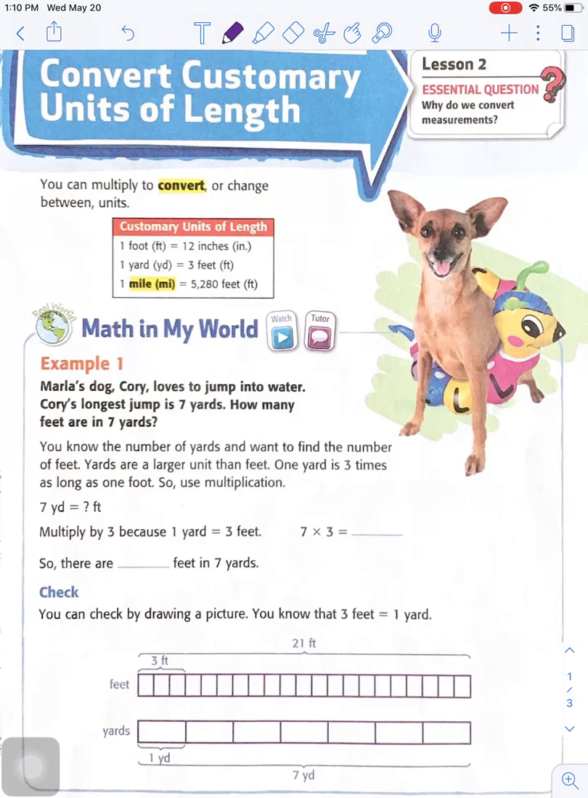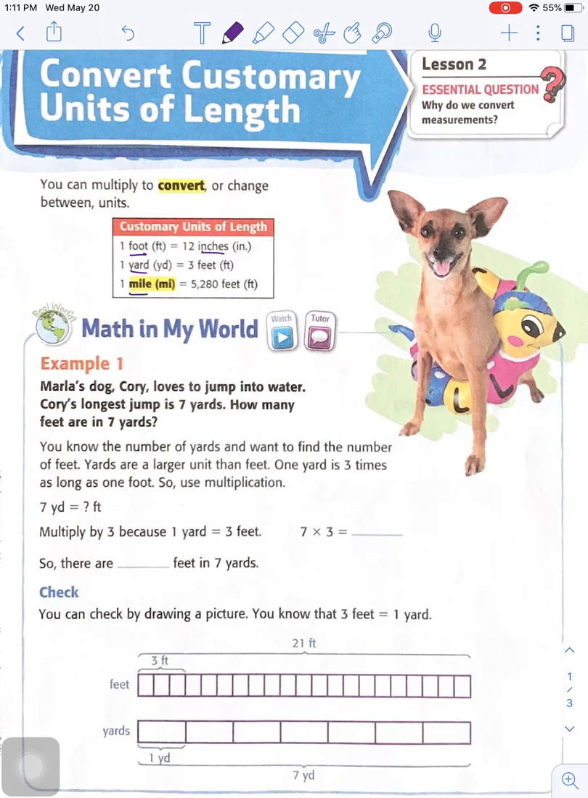Welcome back to math. Today we are going to start working on measurement, and we are going to start with converting customary units of length. Customary units of length would be when you measure the length of something using what we typically use in the United States, which would be like feet, inches, yards, miles. Okay.